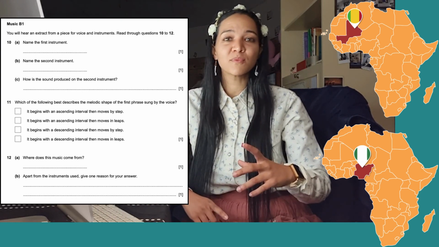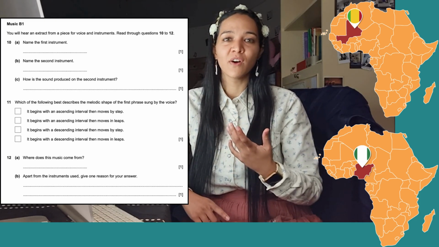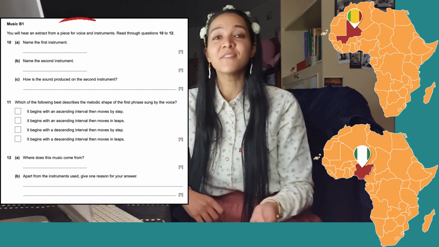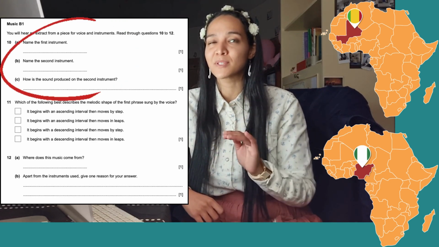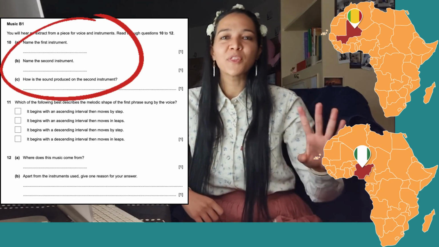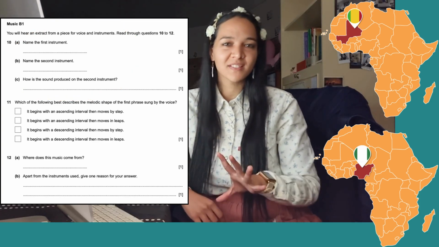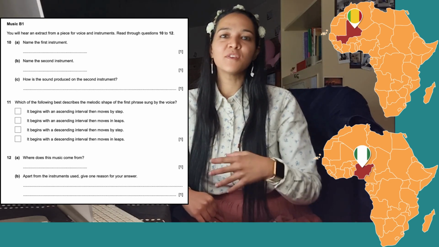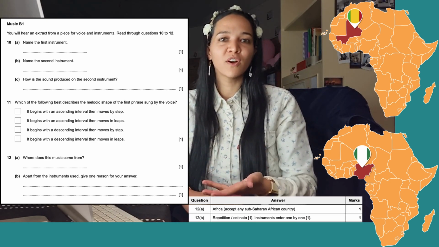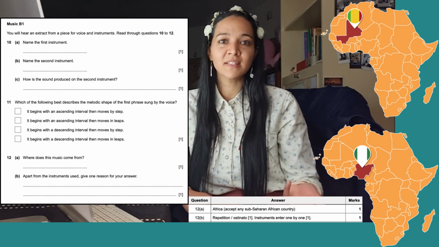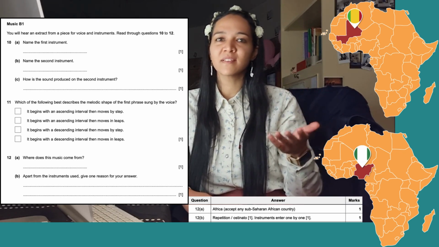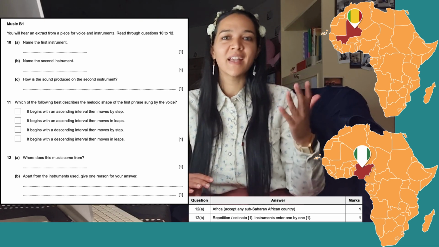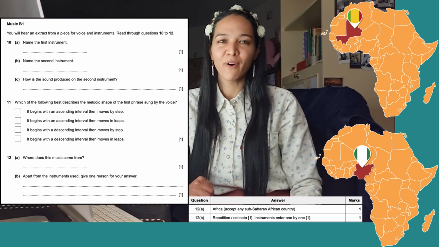Then apart from the instruments used, we need to give a reason for our answer. Of course, we can't speak about instruments because we're about to speak about instruments in the very first questions of this subsection. So, with no instruments in mind, how can we justify that this is definitely an African extract? Definitely the use of repetition, the use of ostinato, so repetitive rhythmic patterns, as well as the fact that the instruments enter one by one or that they start playing heterophonically afterwards. Any one of those reasons will give you your mark there.